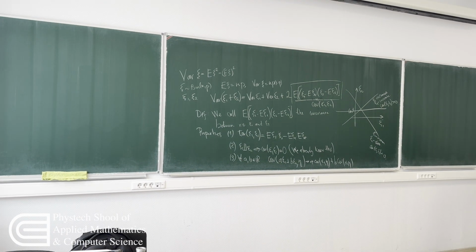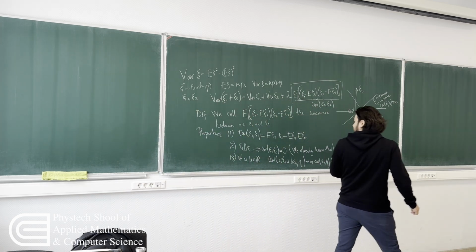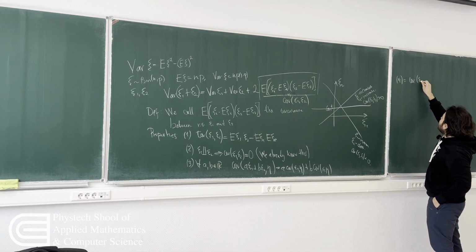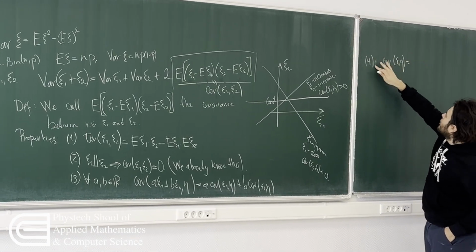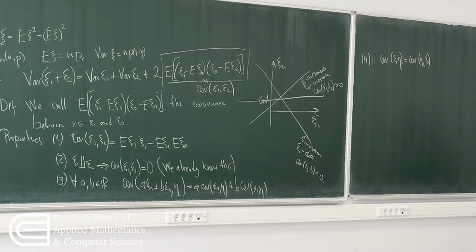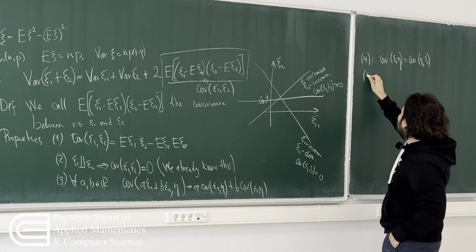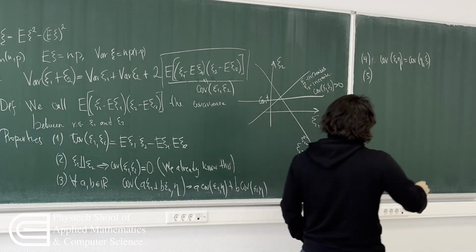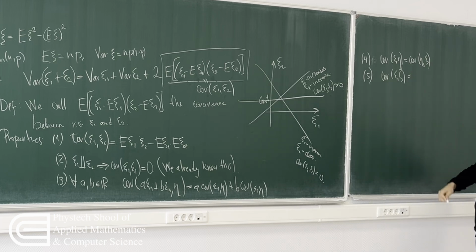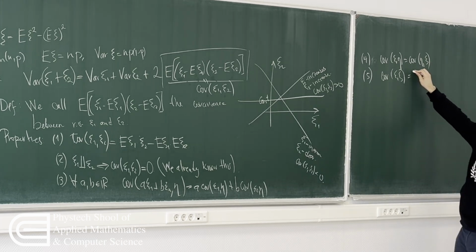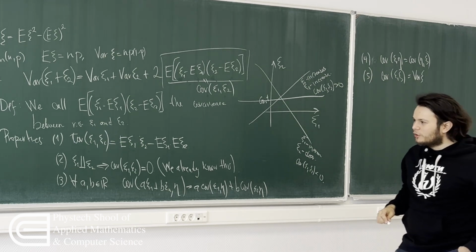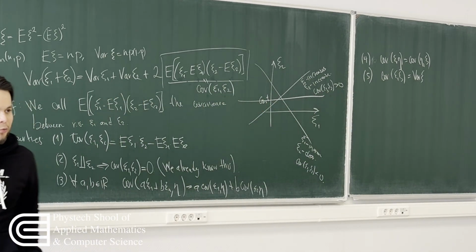What other property do we have? Yes, symmetry. Property number 4 is that the covariance between psi and eta is equal to the covariance between eta and psi. Okay, this is the same. And property number 5. So what do you think is the covariance between psi and psi? It's the variance, right? Good. So these are the properties that we need by now.